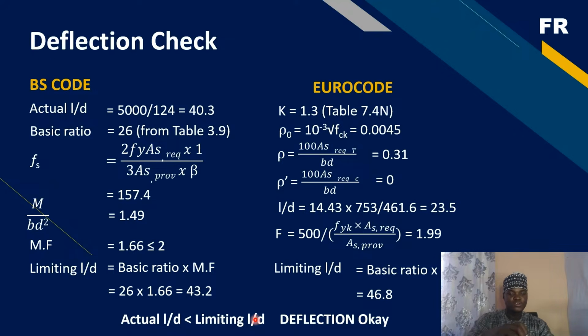So let us look at the unit cost of this slab of 5 meters by 5.5, and look at which one is more economical. Because theoretically, based on research, it is said that the Eurocode is expected to be more economical than the BS code. But based on this our design, it's hard to say. But let us look at it.